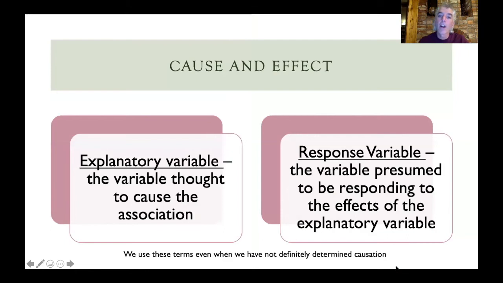When we have these kind of cause and effect associations between variables, we can define two types of variables: explanatory variables and response variables. Explanatory variables are the variable that's thought to cause the association between the two variables, while the response variable is the one that's presumed to be responding to the other variable. And we use these terms even when we haven't definitively determined causation. So the two variables might just be associated with one another. But if you infer or you think that one of them is causing the relationship compared to the other, then we consider that causal one, or the one we think is causal, to be called the explanatory variable.